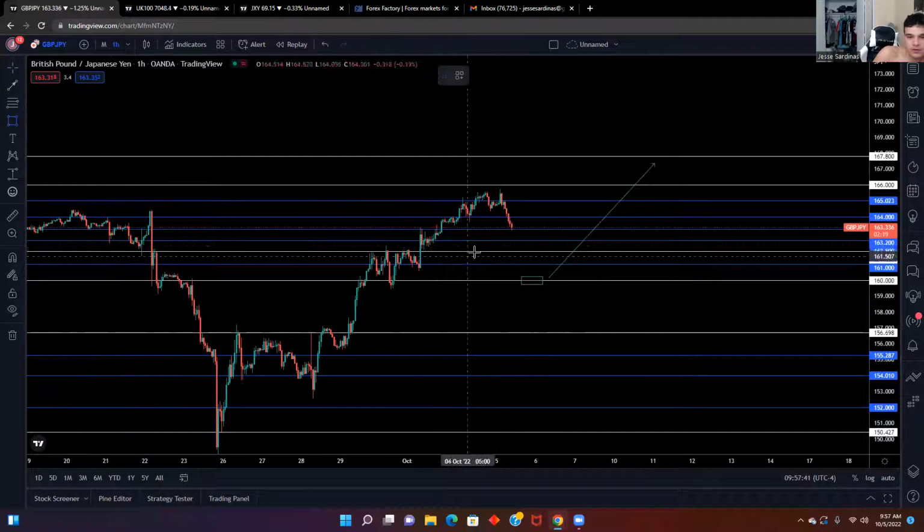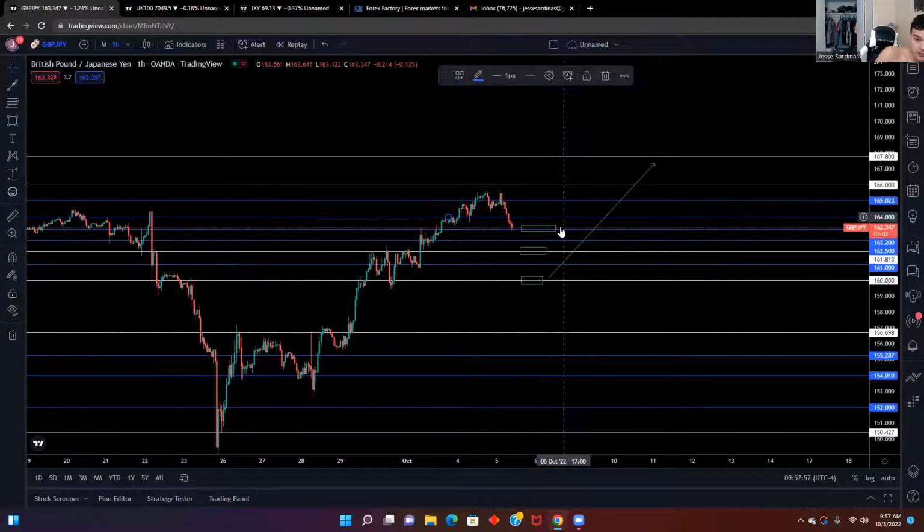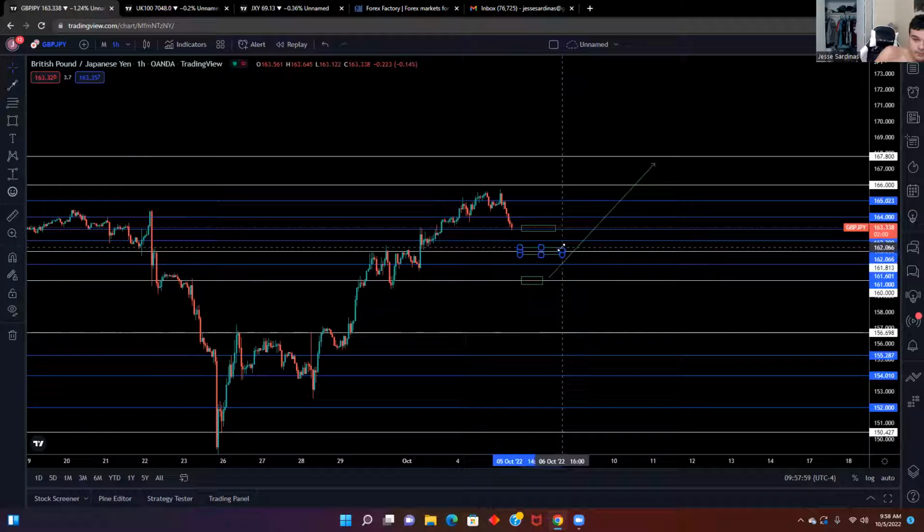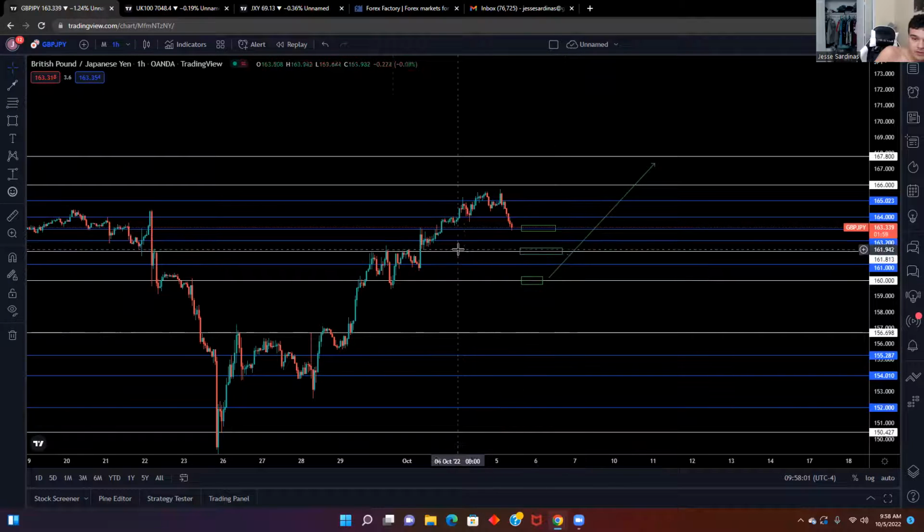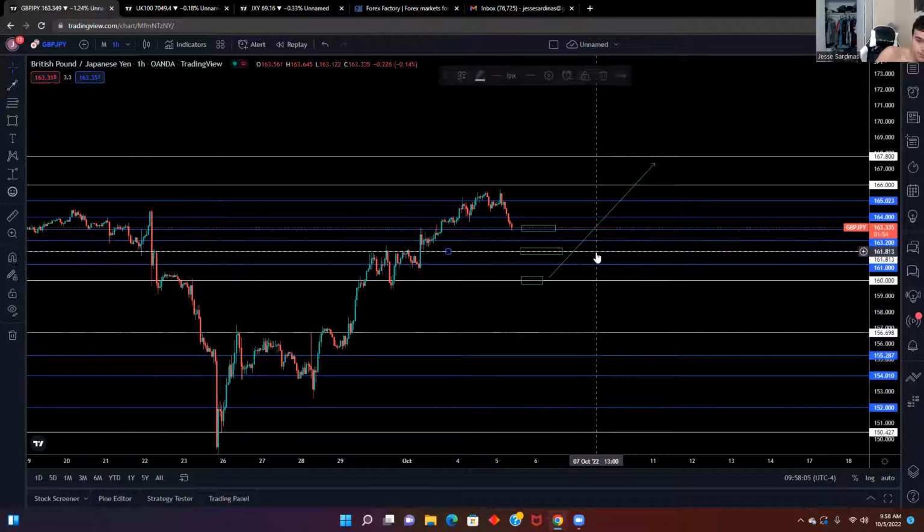And we're on the 1 hour too, by the way, guys, so these are kind of intraday trade ideas. It doesn't necessarily need to happen today, but it can happen within the next couple sessions. But GJ has been moving pretty well lately, if you've been monitoring GJ. I do like this area too. This is 161.8.